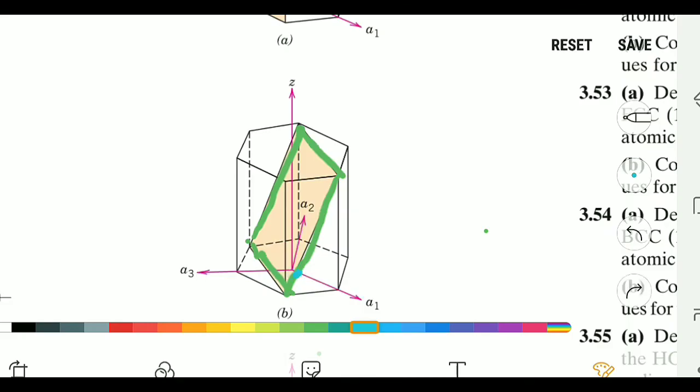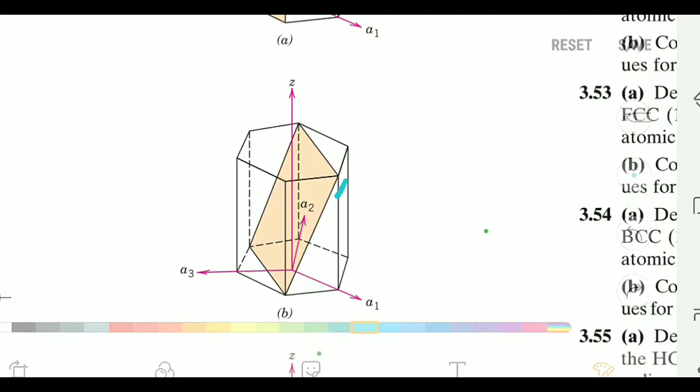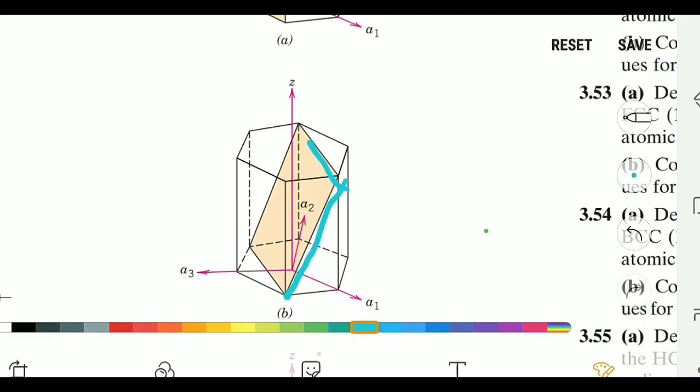For that, let me remove these colors. Now you can see here, for the case of the a1 axis, that it is a 3D diagram. Don't confuse that this plane is intersecting the a1 axis at this point. No, it is not intersecting here. The plane is not there. If you imagine its position, it will be very clear that the a1 axis is just beyond this plane. This plane is away from the positive a1 axis.